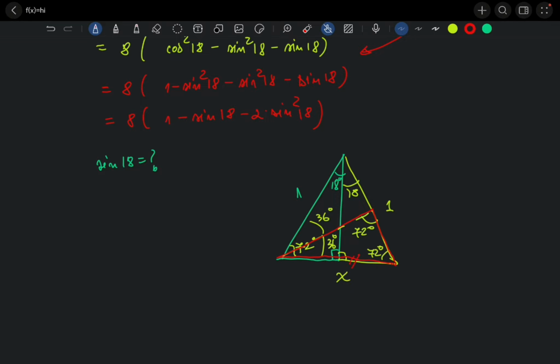That means that this side length is equal to this side length and will be equal to x. Well, now, if you take a closer look at the other triangle that remained, we see that this is also an isosceles triangle. We have an angle of 36. 18 plus 18 is also 36 degrees. So that means that this side length must be equal to this side length, which will be equal to x. That means that the remaining length of this side will be equal to 1 minus x.